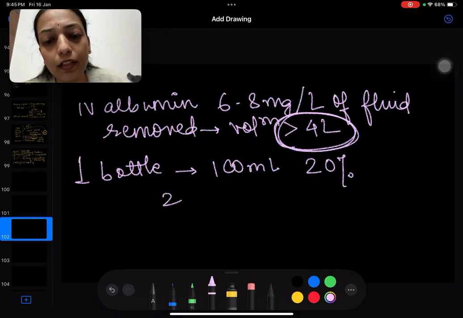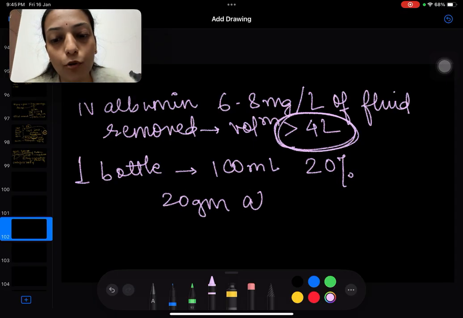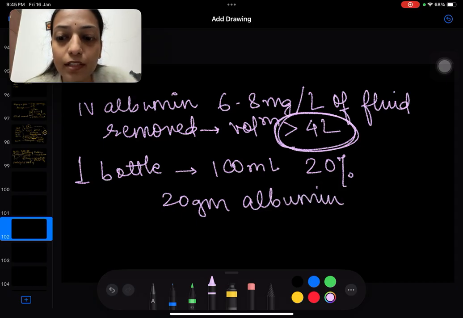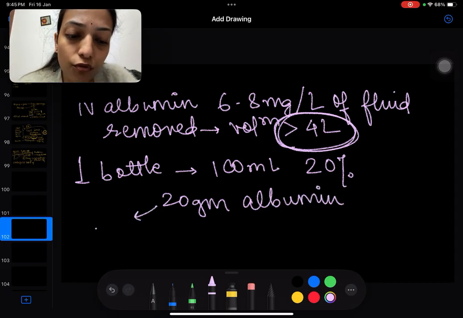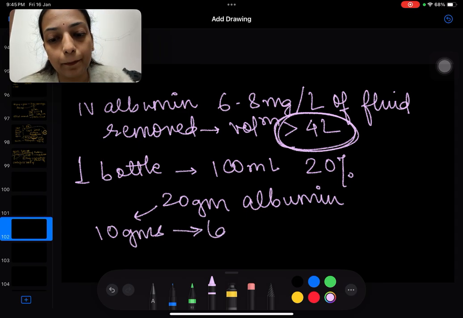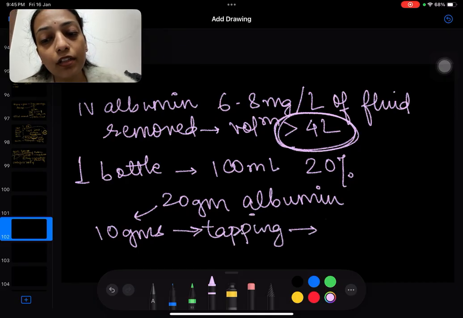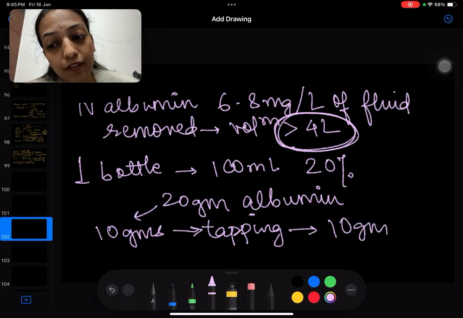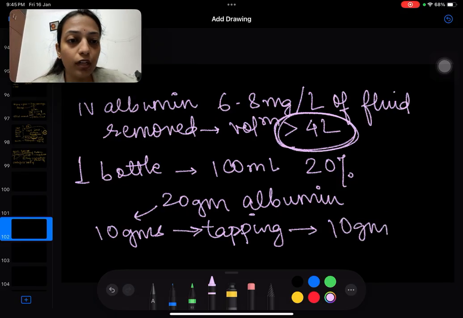So 20 grams of albumin is present, and we start on albumin first. We give the first half, that means 10 grams of albumin, and then we start tapping. That is known as under the cover of albumin. And after the tapping, 10 grams is left to be given. So a total of 20 grams we will give to the patient.